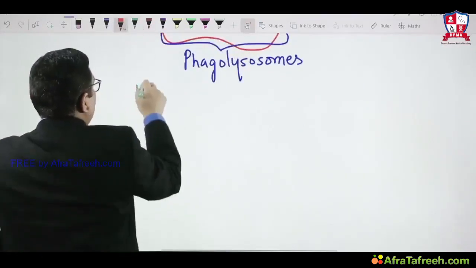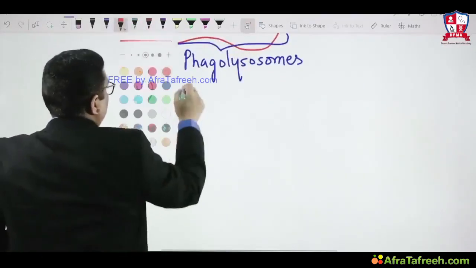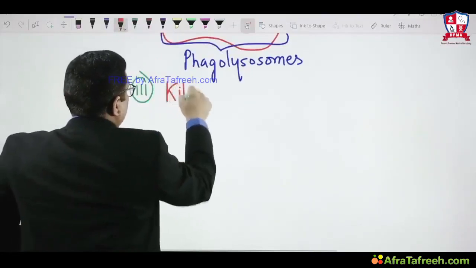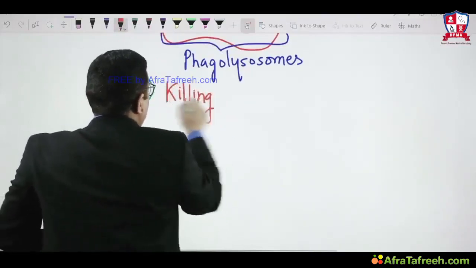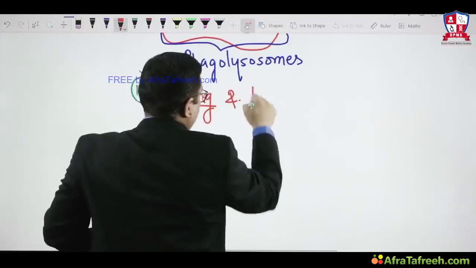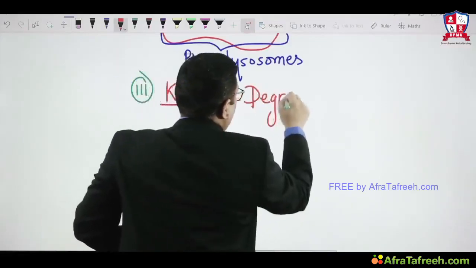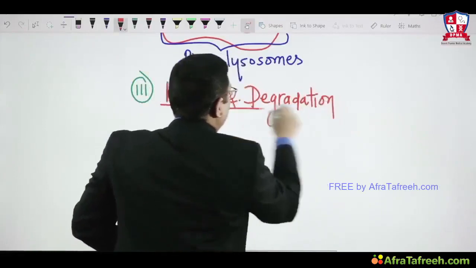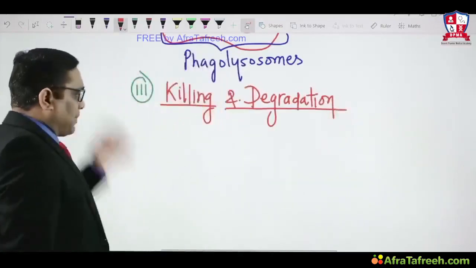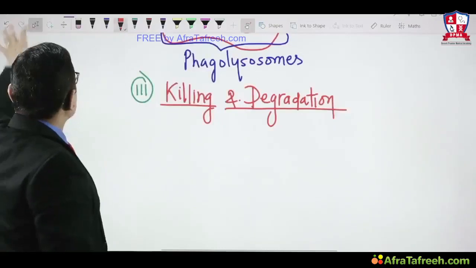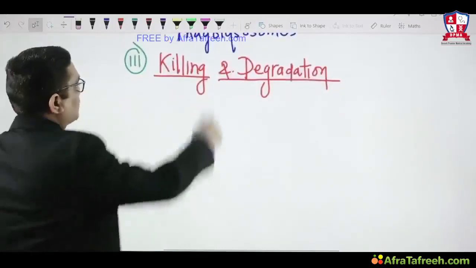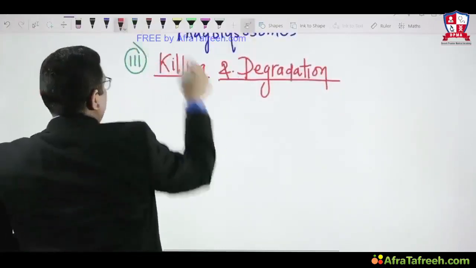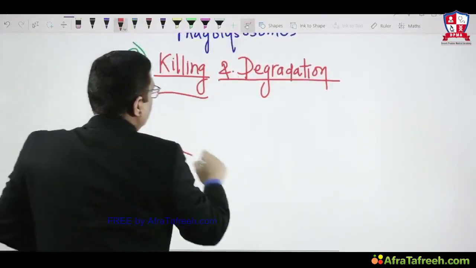Third step in phagocytosis is killing, right, and degradation. Killing and degradation. So third step is killing and degradation. So what happens in killing and degradation? As you can see, I have shown you phagolysosomes, right? So again I will draw that diagram so that we can understand more clearly.